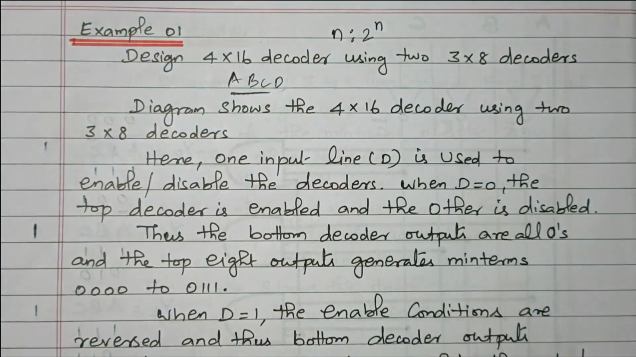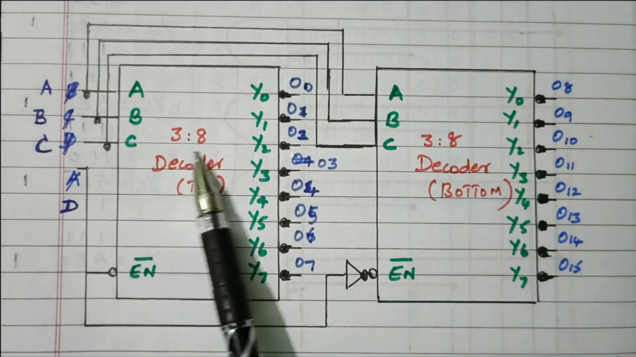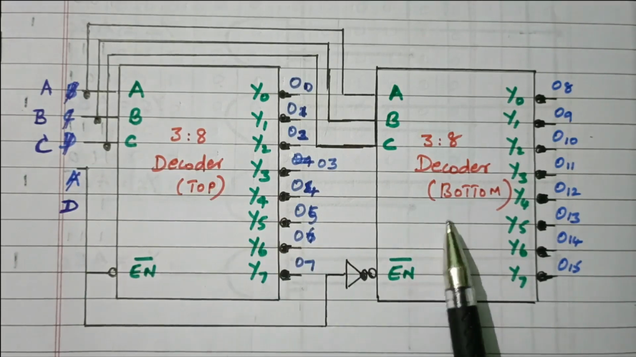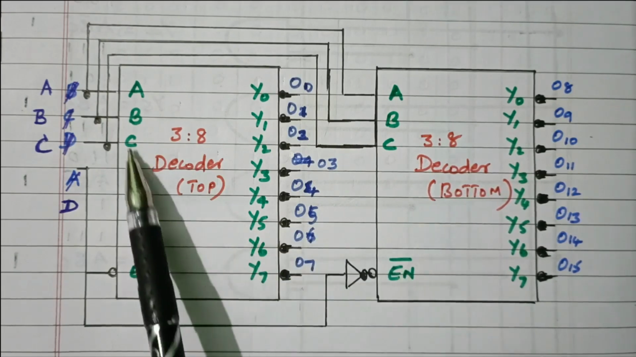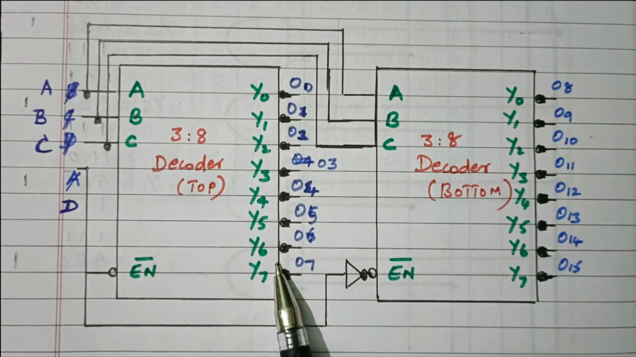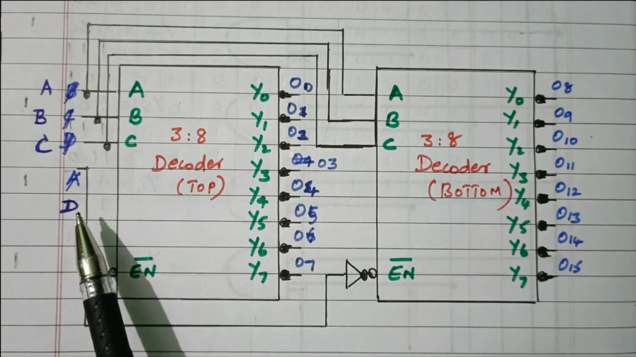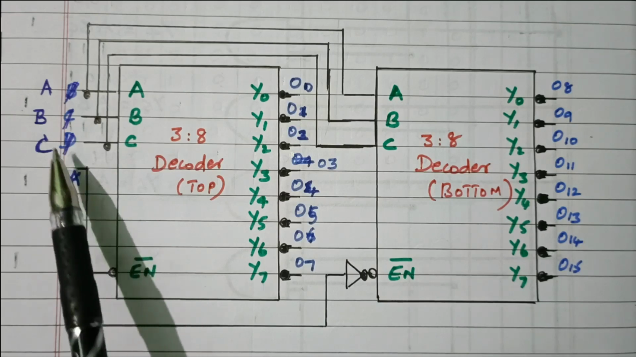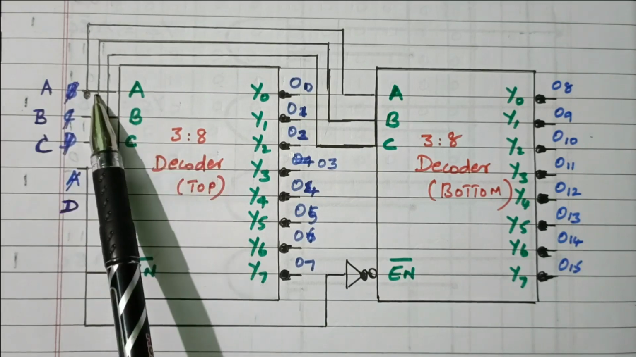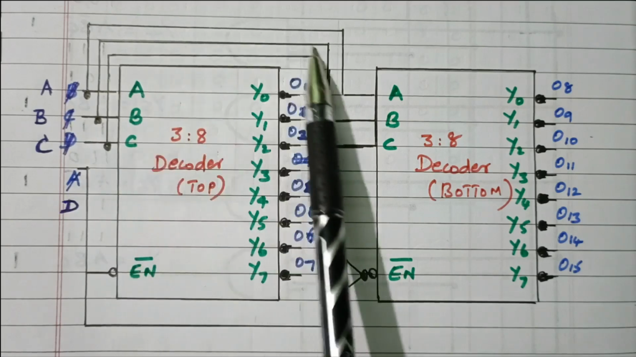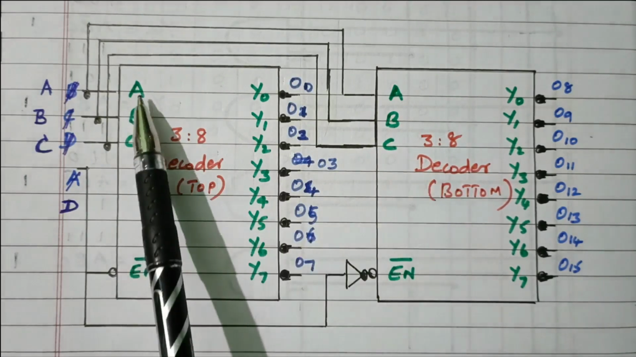Now we'll see the logic diagram. So this is the logic diagram. We are using 3:8 decoder number 1 and number 2, named as top and bottom. Top decoder and bottom decoder each have 3 inputs and 8 different outputs. Out of the 4 inputs available in the 4 into 16 decoder, A, B, C, the first 3 inputs, are connected as the inputs of the top 3 into 8 decoder. The same inputs are connected to the bottom decoder also.